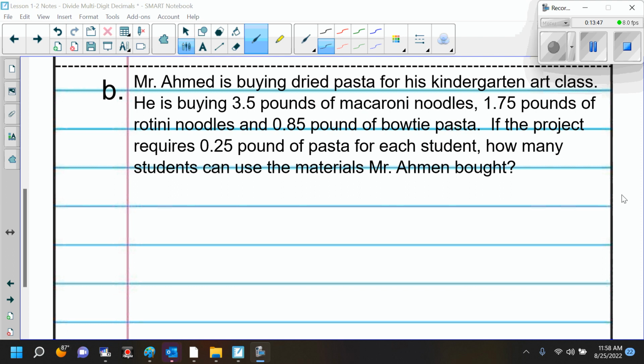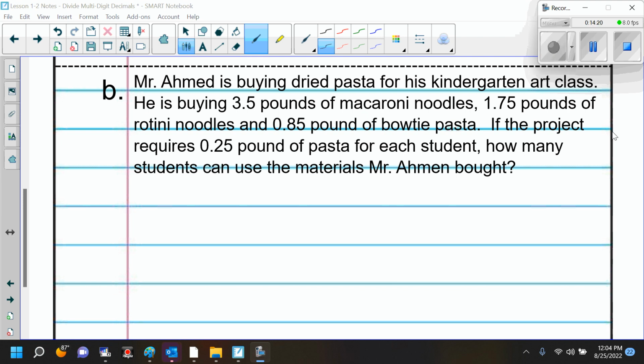So Mr. Ahmed is buying dried pasta for his kindergarten art class. He is buying 3.5 pounds of macaroni noodles, 1.75 pounds of rotini noodles, and 0.85 pounds of bow tie pasta. If the project requires 25/100 pound of pasta for each student, how many students can use the materials Mr. Ahmed bought? So, work on this with your table partners. I'll give you 5 minutes.